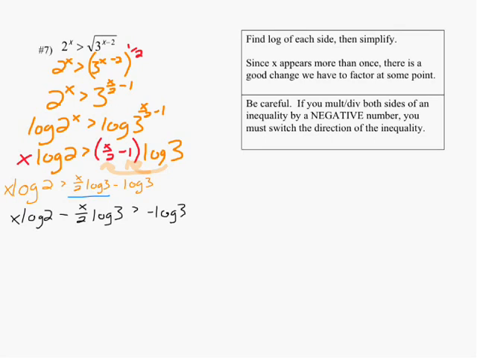Now once again, both terms on the left have an x in them. I'm going to factor that x out to the front. So we're going to have x times common log of 2 minus 1/2 common log of 3. And that's greater than negative log of 3.